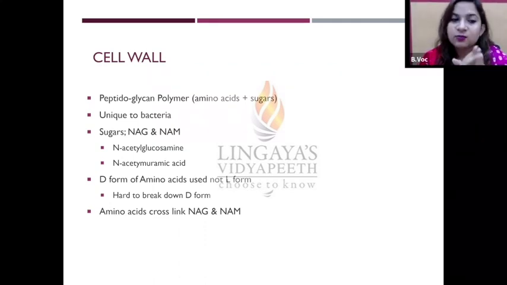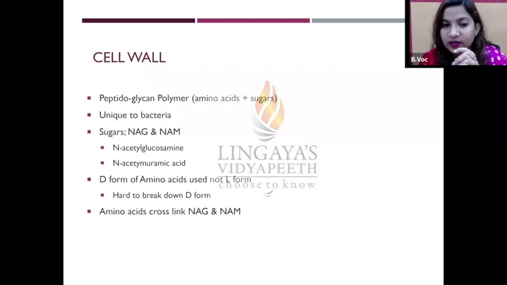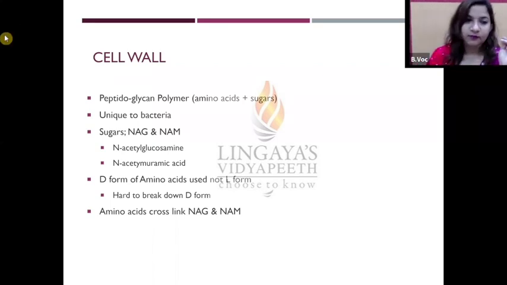So the cell wall is made up of a peptidoglycan polymer. It is made up of amino acids and sugar. It is also sometimes called murein. It is unique to the bacteria. It consists of N-acetyl glucosamine and N-acetyl muramic acid. The D form of amino acids is used, not the L form. The D form is hard to break down.